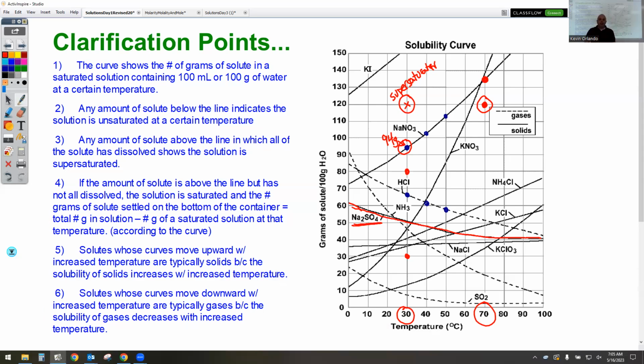Okay, at this point, I think you have a good foundation of solutions. This was our introductory lesson. So most likely what I'm going to ask my students to do at this point is to try that solubility curve homework, and then we'll go over that. We'll see what questions you have.